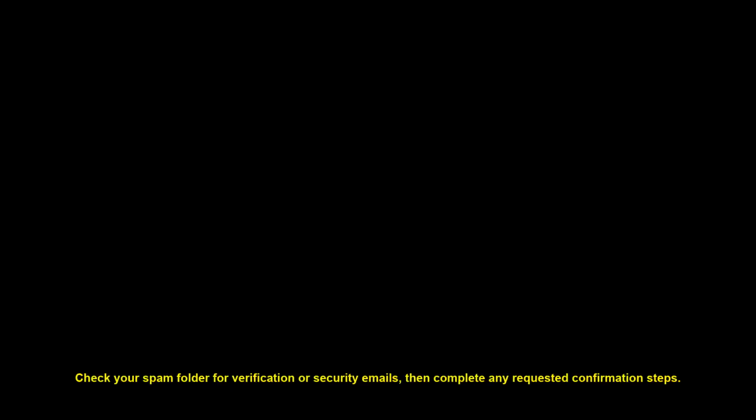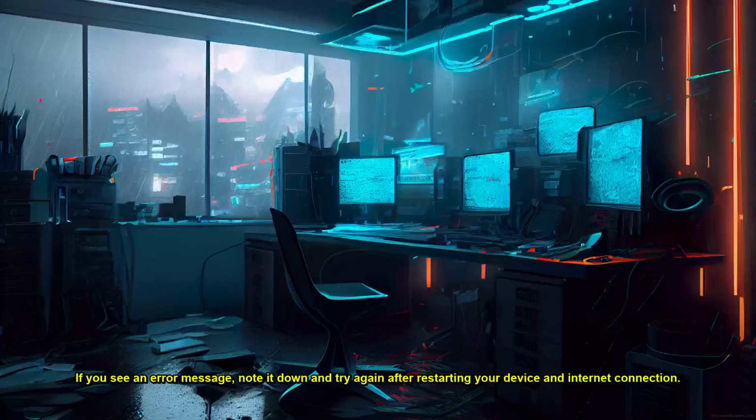Check your spam folder for verification or security emails, then complete any requested confirmation steps. Enable two-factor authentication if available to improve account security and reduce unauthorized access risk. After signing in, review your profile details so your contact information and settings are accurate and current. If you see an error message, note it down and try again after restarting your device and internet connection.